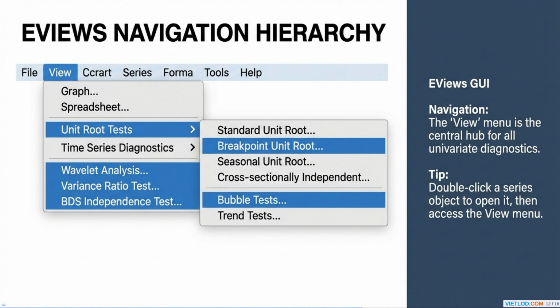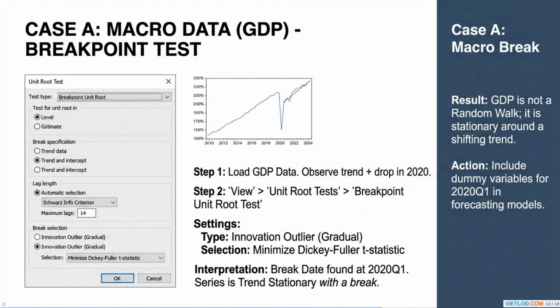EViews provides a user-friendly graphical interface for all these tests. The central hub for univariate diagnostics is the View menu of a series object. To access the tests, you first double-click on a series to open its window. Then, you navigate to the View menu. Under unit root tests, you will find options for standard, breakpoint, and seasonal tests, as well as bubble tests. Under time series diagnostics, you'll find the variance ratio test and the BDS independence test. Wavelet analysis is also available directly from the main View menu.